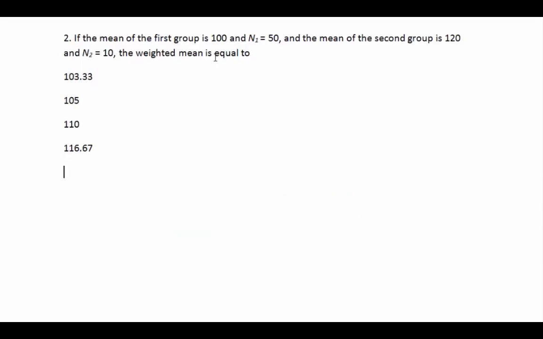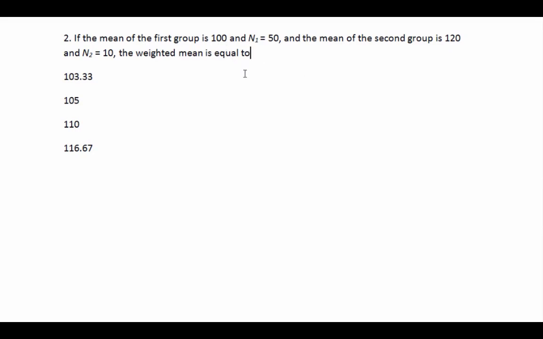Number 2. If the mean of the first group is 100 and N1 is 50, and the mean of the second group is 120 and N2 is 10, the weighted mean is equal to... Now notice in this example that the two group sizes are unequal. So the weighted mean should not be exactly in between the two group means, or in other words, it shouldn't be 110, but it should be closer to the mean of the group with the larger size. So since this group has a group size of 50 and the second group has a group size of 10, we would expect the weighted mean to be pulled closer towards the 100.